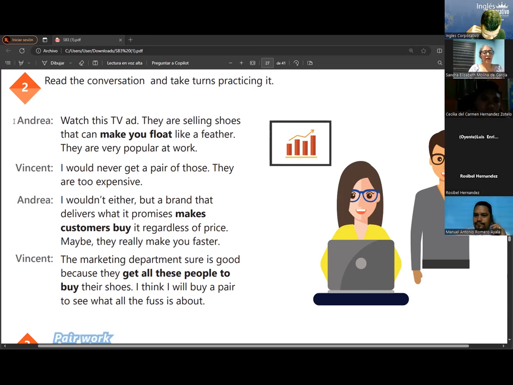They are selling shoes that can make you float like a feather. They are very popular at work. I would never get a pair of those. They are too expensive. I wouldn't either, but a brand that delivers what it promises makes customers buy it, regardless of price. Maybe they really make you faster. The marketing department sure is good because they get all these people to buy their shoes. I think I will buy a pair to see what all the fuss is about.